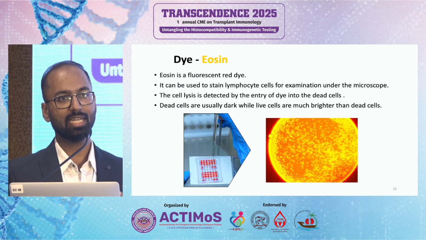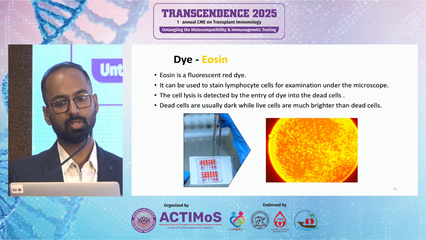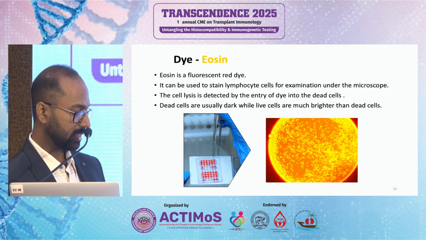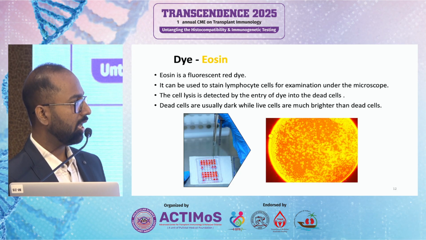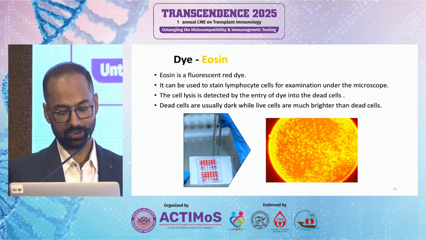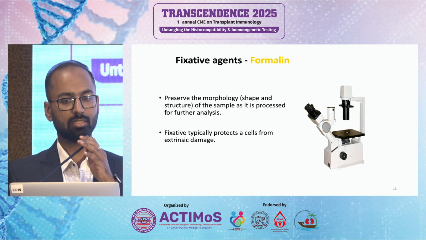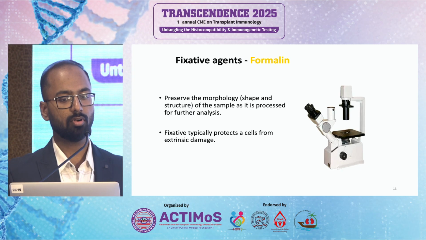We also use a dye called eosin. Once the cell is lysed, eosin enters the cell through the hole, and we can see the dead or lysed cells as dark red. Here you can see all these dark red dots are lysed cells, and all those which are white and glowing are live cells.